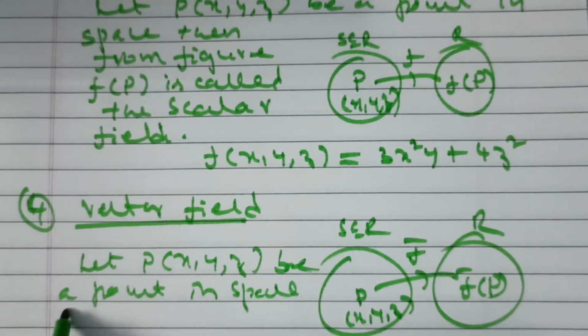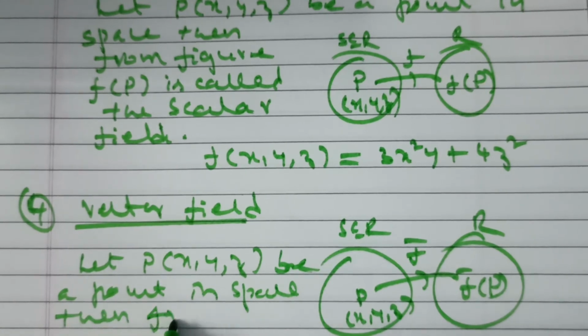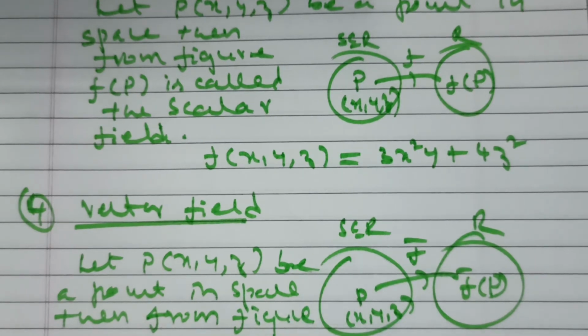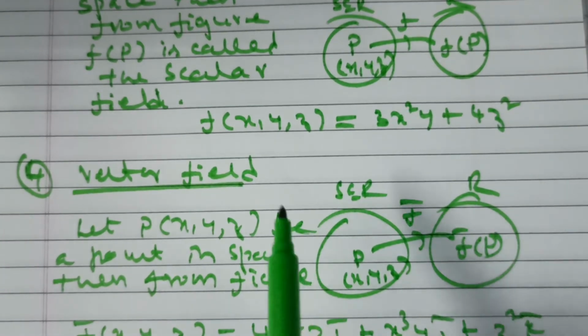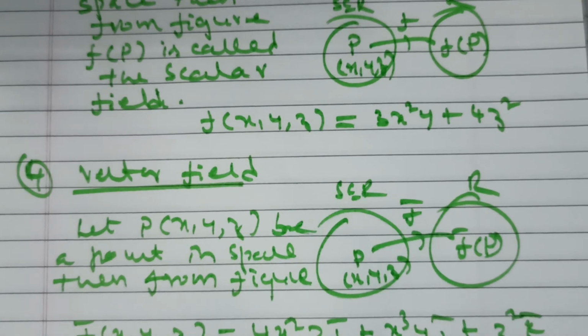Then from the figure, f bar of x, y, z is equal to 4x square z i bar plus x cube y z j bar plus z square k bar. So this f bar is the vector field, whereas here f bar is the scalar field.